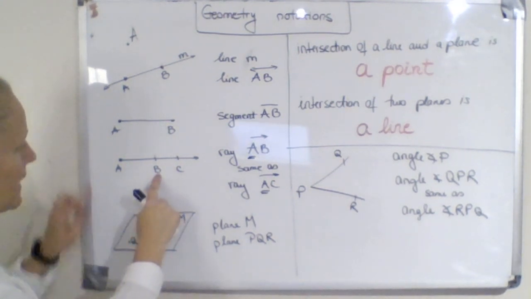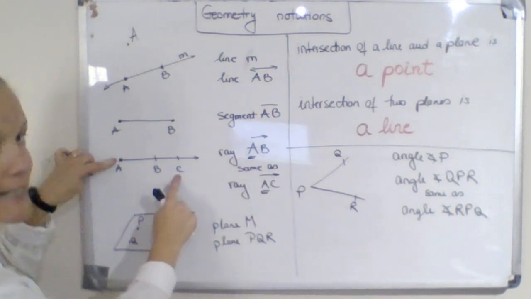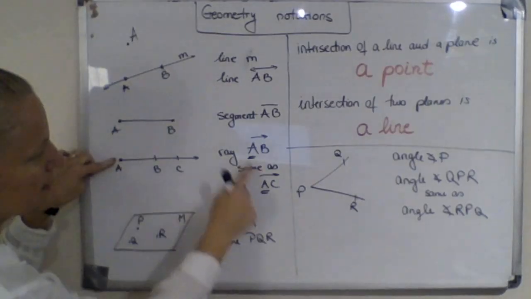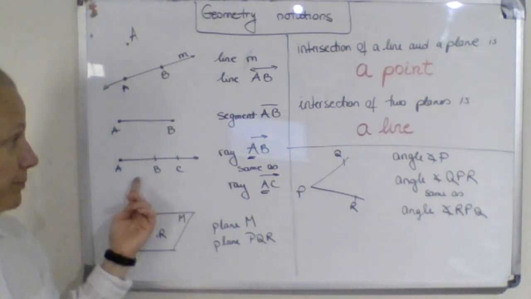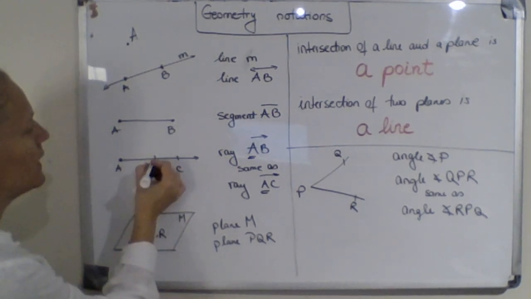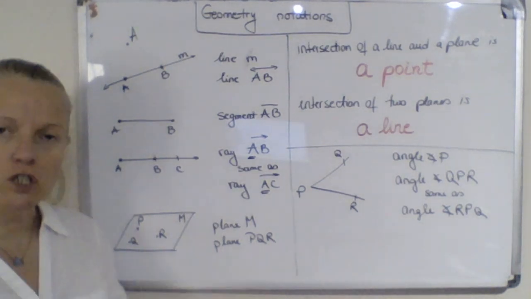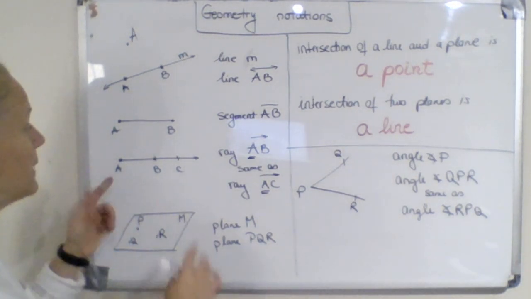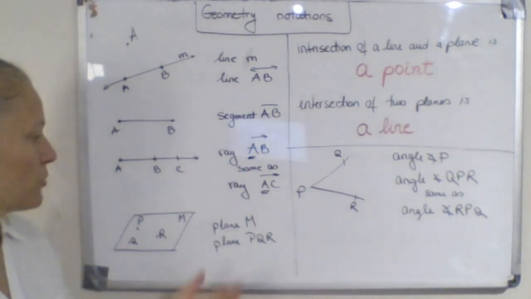So ray AB starts in A, that's your vertex. It's the same as ray AC. They start with the same letter and they go in the exact same direction, same line, right? Now, if I were to ask, are ray AC and ray BC the same? One of them starts with A, the other one starts with B, they're not the same, okay? But if they both have the same starting letter, the same vertex, then they're the same ray.